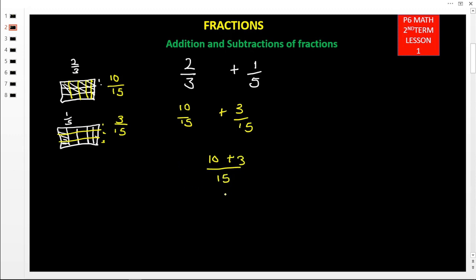So what are we going to have? 10 plus this one, we are now going to have a total of 13 parts out of 15 parts. This one is addition when you are using the diagram work.